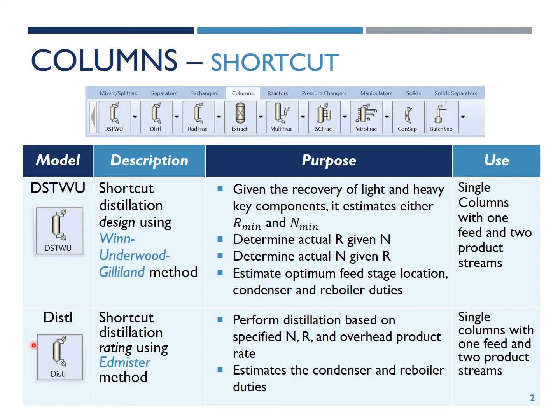The second model is the DISTL. The DISTL is a shortcut multi-component distillation rating model. This model uses the admixture approach to separate an inlet stream into two products. You must specify a number of theoretical stages, reflux ratio, and overhead product rate. Then the DISTL will estimate the condenser and reboiler duties.